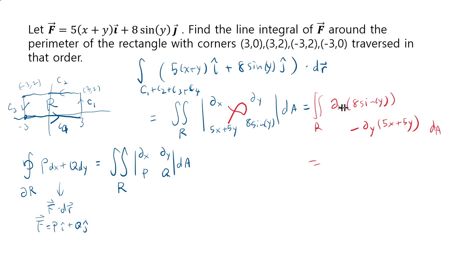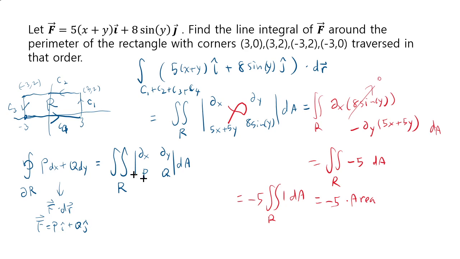Now partial derivative regards y as a constant, so even if you have 8 sine y, when you differentiate by x, that's just 0. And if you differentiate by y, x is considered a constant, so 5y differentiated by y gives you negative 5. So you have negative 5 integral of 1 dA, that's like negative 5 times the area. But what is that? This length here is 6 and the height is 2, so the area is 12. So negative 5 times 12 is what you get, which is negative 60. And that is the answer.